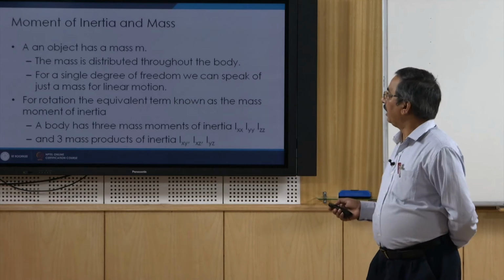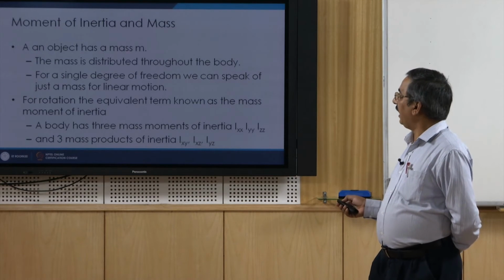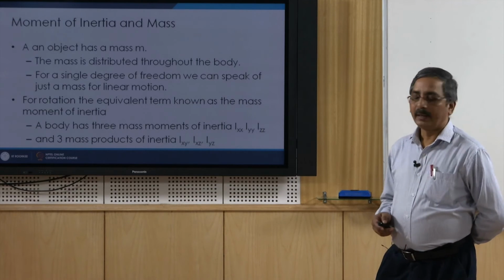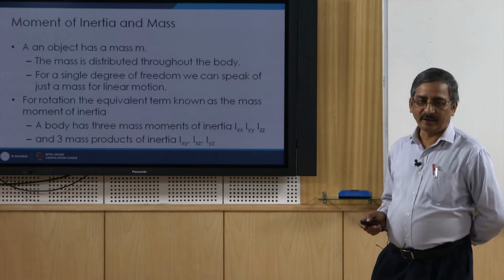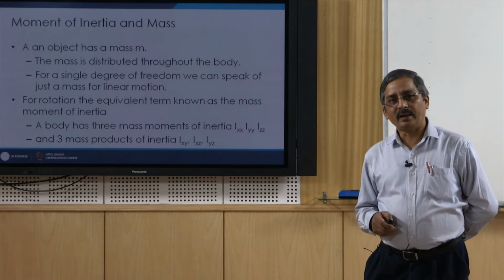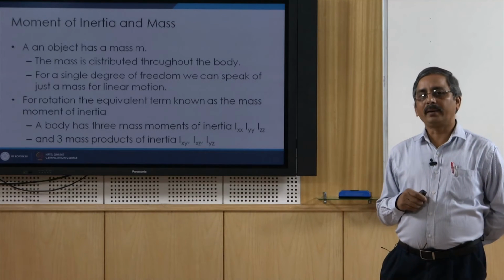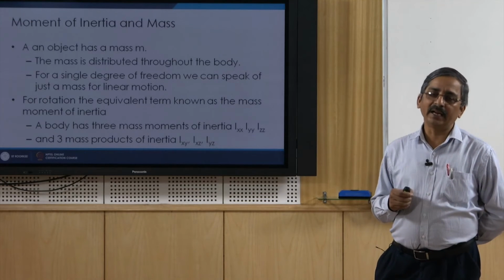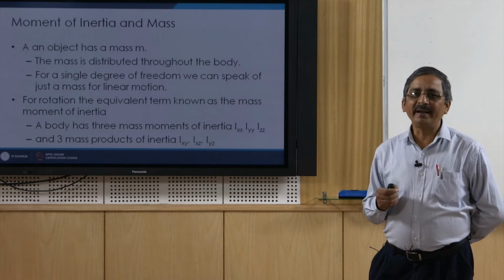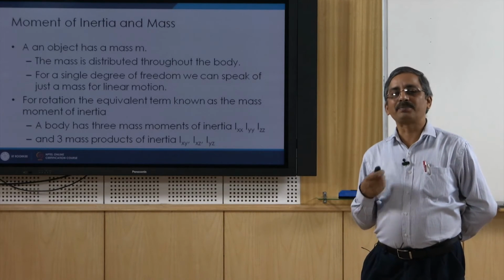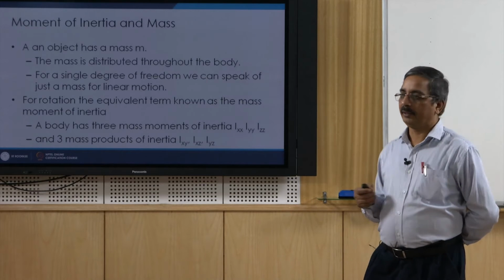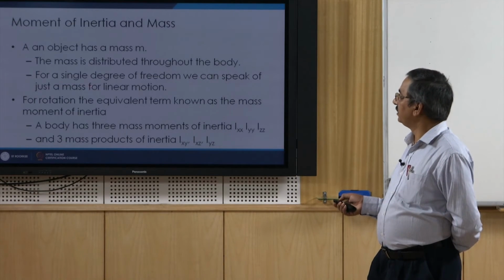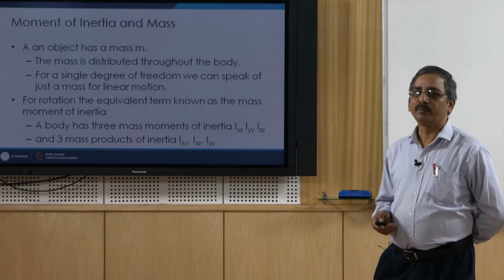Moment of inertia and mass. If an object has a mass m, the mass is distributed throughout the body, and for a single degree of freedom... I did not talk to you about it, but degree of freedom, as all of you must be knowing, is the number of independent variables required to specify any object. So, for a single degree of freedom we can speak of just a mass for linear motion.